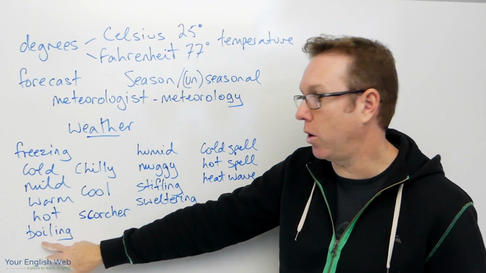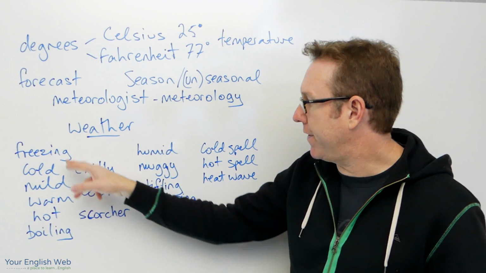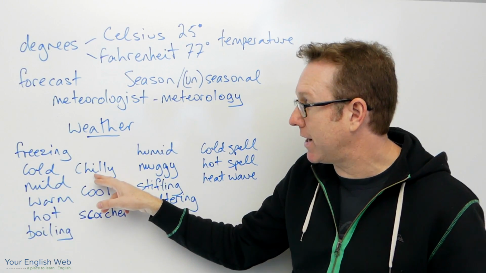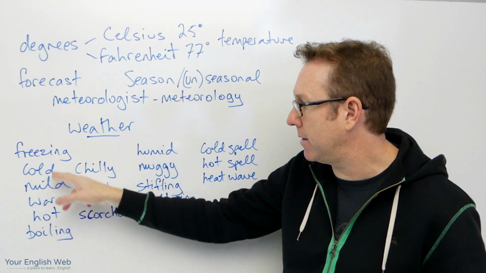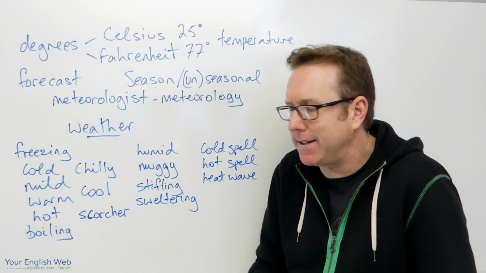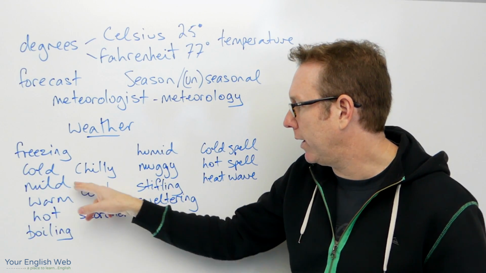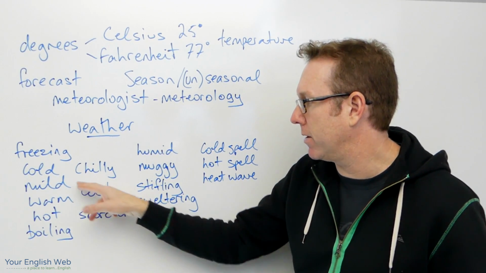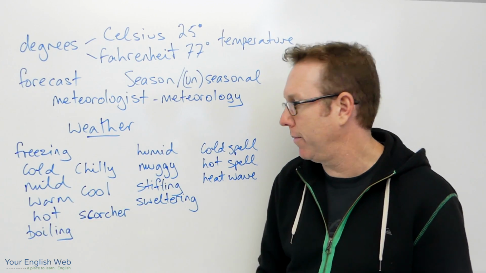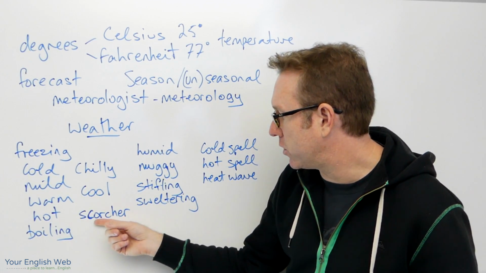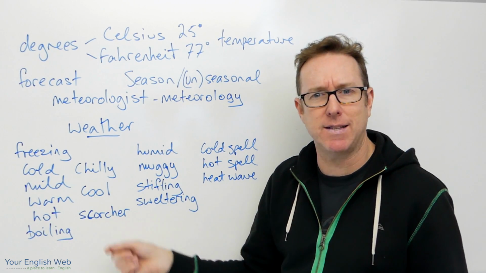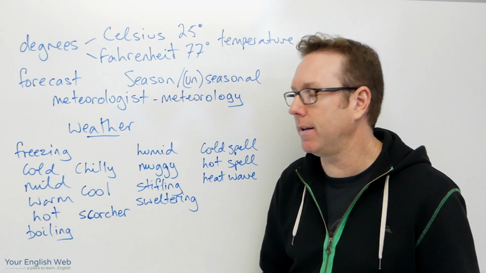It's boiling hot weather. If it's not really one of these things here, we can say that it's chilly, okay? Chilly is in between cold and mild. It's a bit chilly today. It's cool, again, in between mild and warm. It's cool. We can say that if it's really hot, it's a scorcher. It's a scorcher. It's a scorcher of a day.